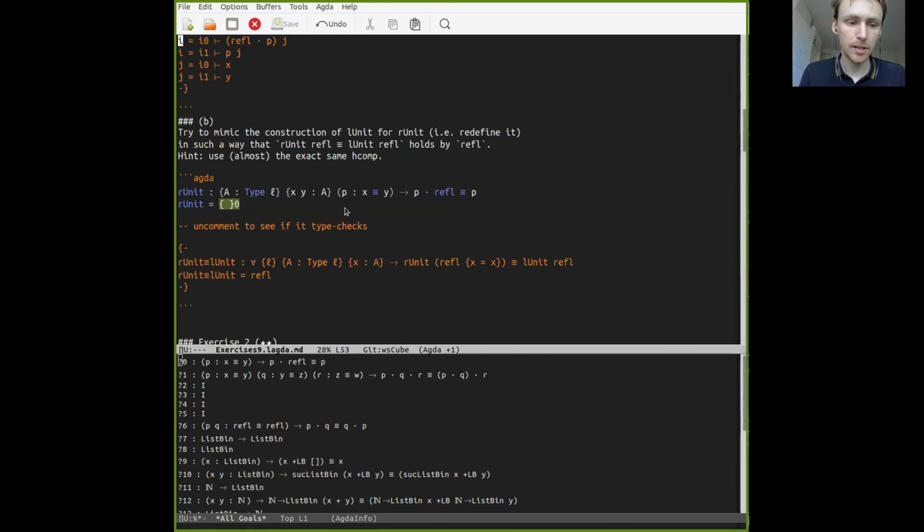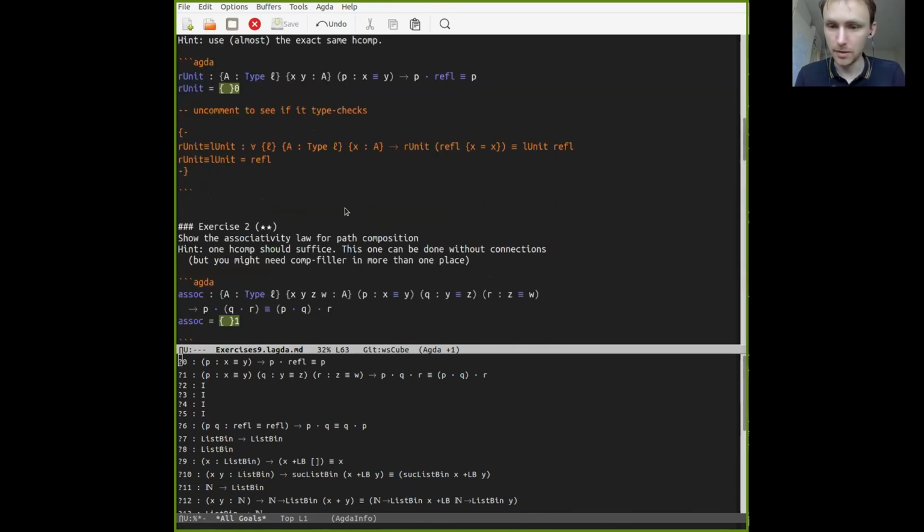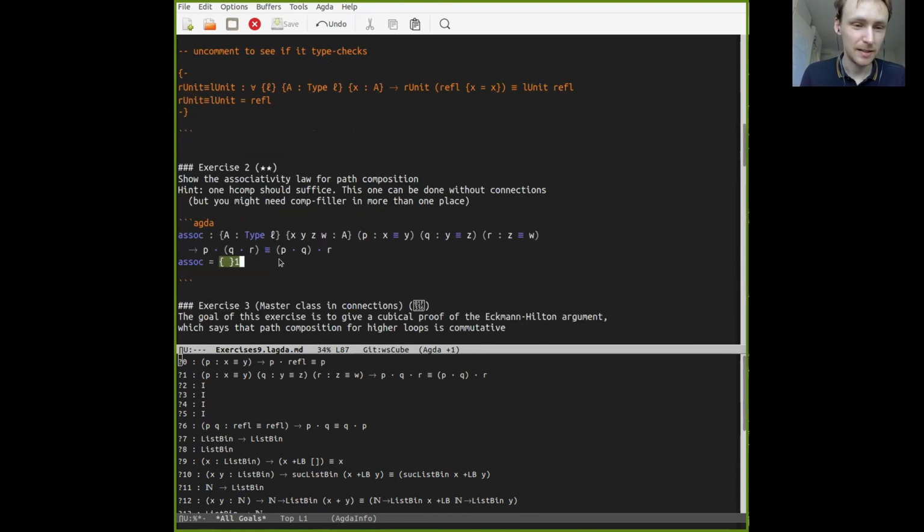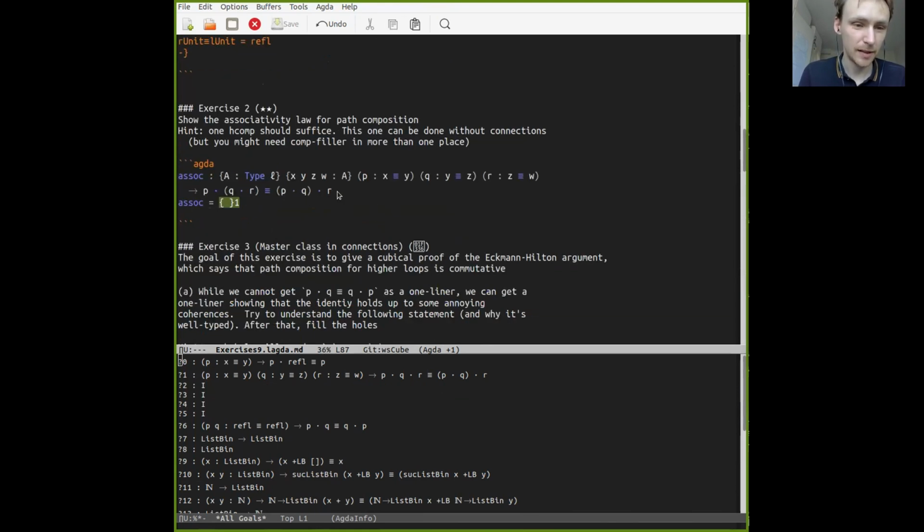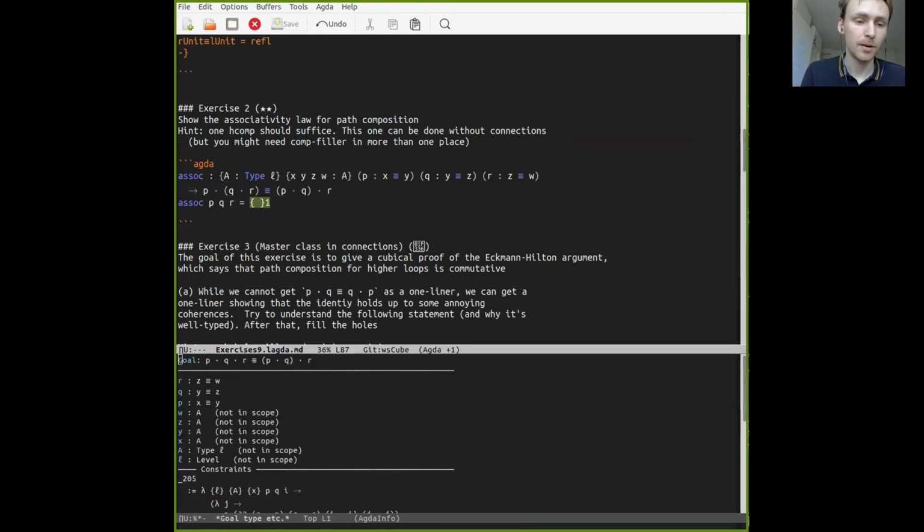Let's do the second question now, the associativity question, and I'll try to do a drawing. Okay, so this one looks scary, but it's actually not that scary. So this says that path composition is associative. So it says that for P, Q, and R, we have that P composed with Q composed with R is equal to P composed with Q composed with R, but bracketed differently. This is again a path between paths, so it's going to be two-dimensional.